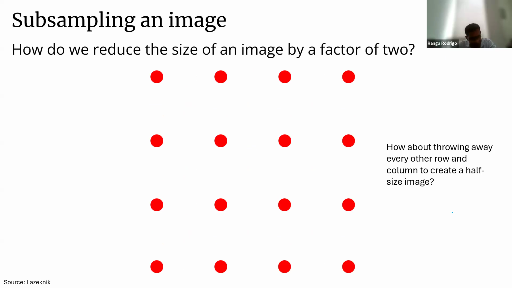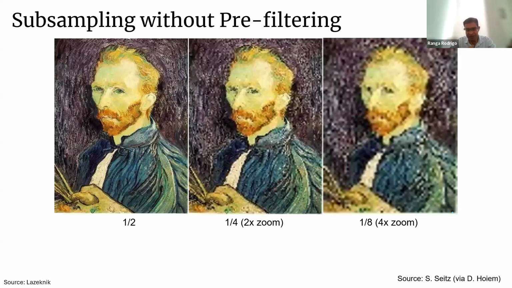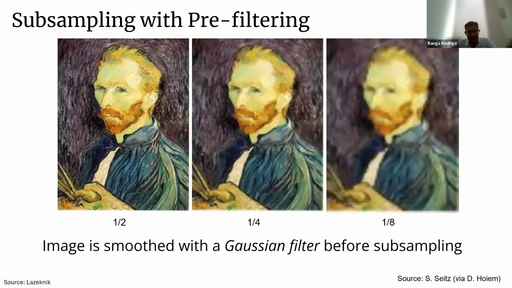Is it correct? It is not correct. Why is it not correct? If you do that, there may have been high-frequency signals in that original image that cannot be represented with this kind of low sampling rate. So you have to first filter out the high frequencies, and only then subsample. If you subsample without pre-filtering, taking half, 1/4, and 1/8, crazy patterns start appearing that were not there in the original image. But if you subsample using a Gaussian filter, of course we lose information, but at least the crazy patterns do not start appearing.